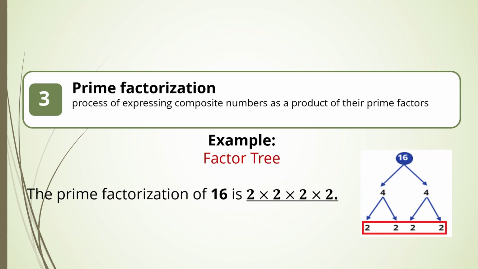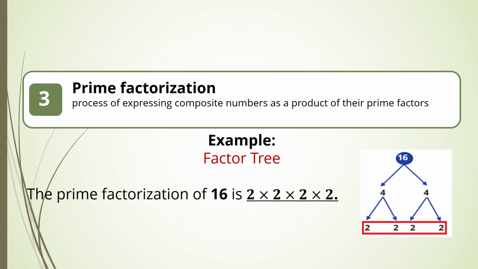Example, using the factor tree method in finding prime factorization. Say for example 16 is the given number. Since 16 is a composite number, you can look for factors of 16, and one of the factors is 4 and 4. If you multiply these two, 4 times 4 is equal to 16.